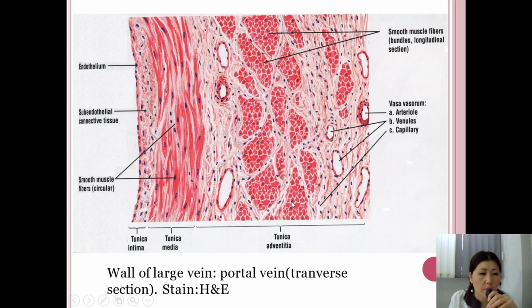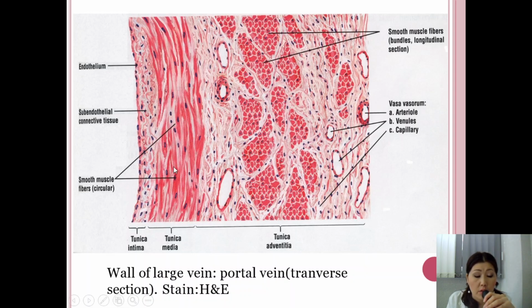And this is an enlarged diagram of the wall of a large vein, the portal vein, transverse section, stain hematoxylin and eosin. Here we can see more detailed structure of the vein, and this is the endothelium. You can see here the dark dots, these are nuclei of simple squamous epithelial cells. Subendothelial connective tissue here with the fibrocytes and nuclei of fibrocytes.